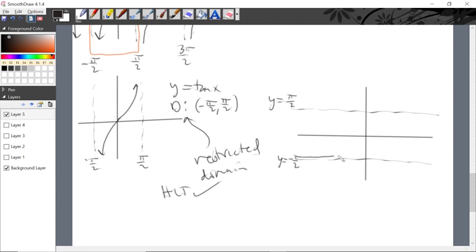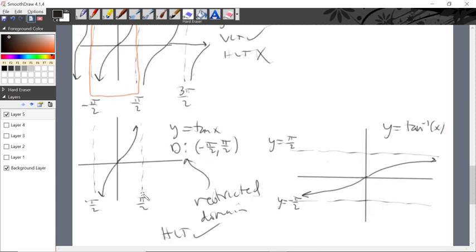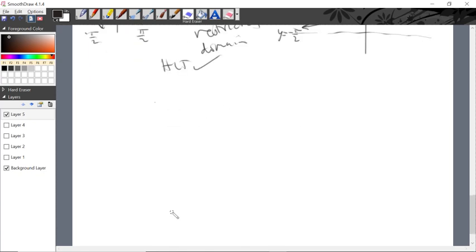And the graph will be something like this. There's our arctangent function then, y equals the arctangent of x. So now let's find the derivative of the arctangent.